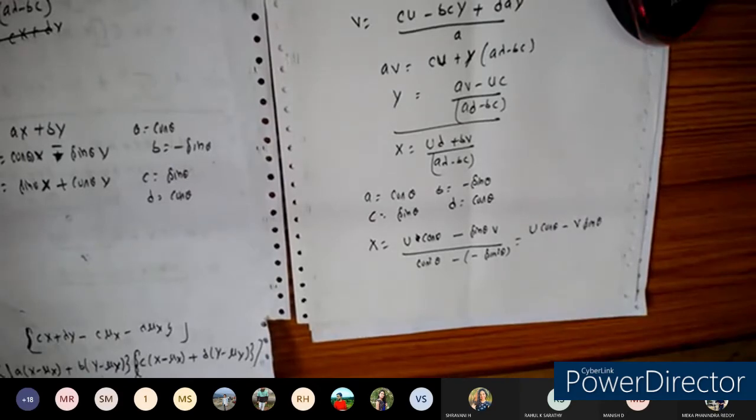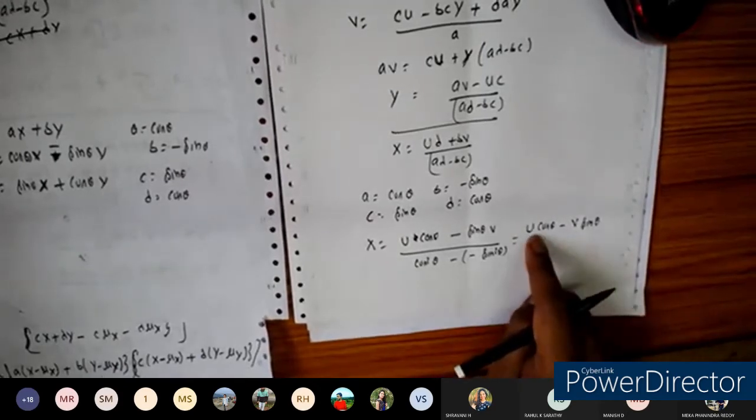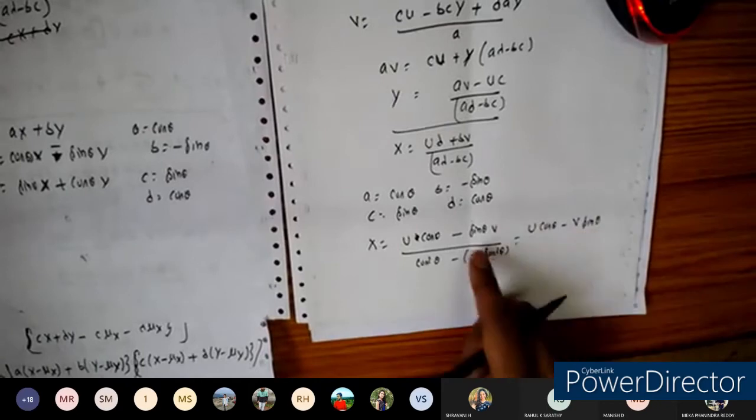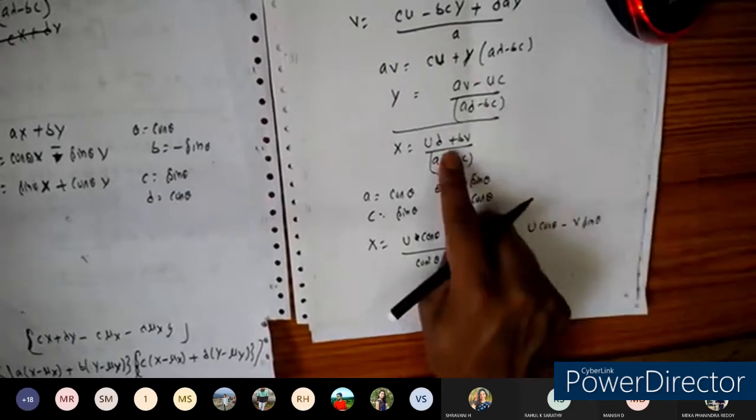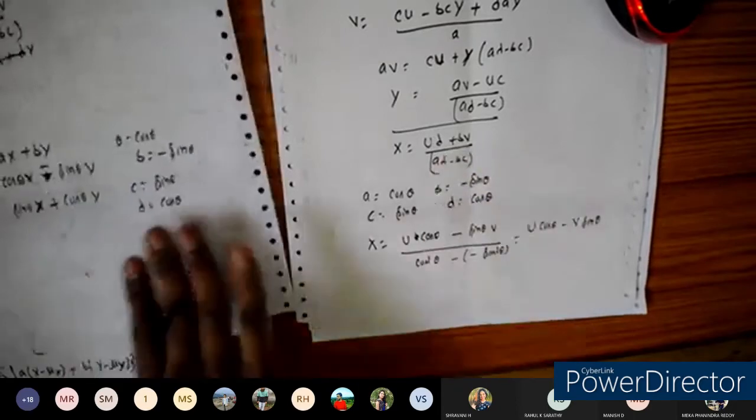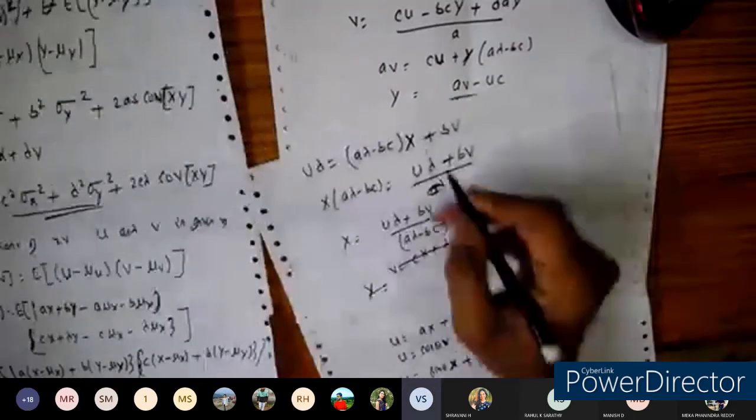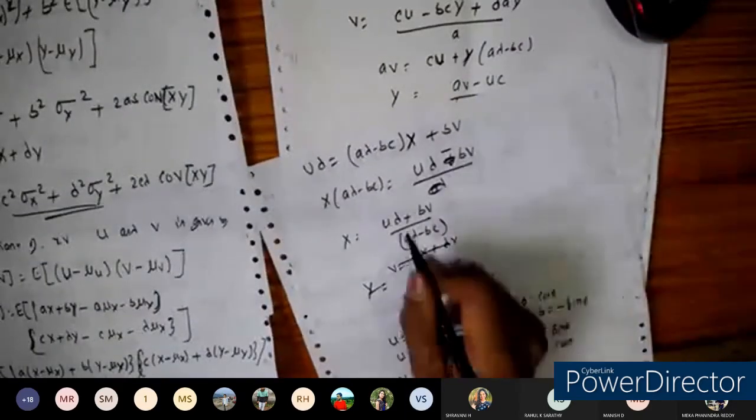We got this one. So u into cos theta minus v into sin theta. So this is correct now, plus b into v. It's correct, right? B into v. Sorry, here it's minus that should come here.